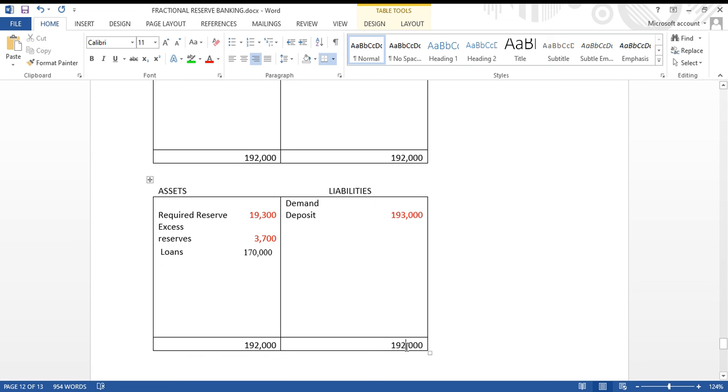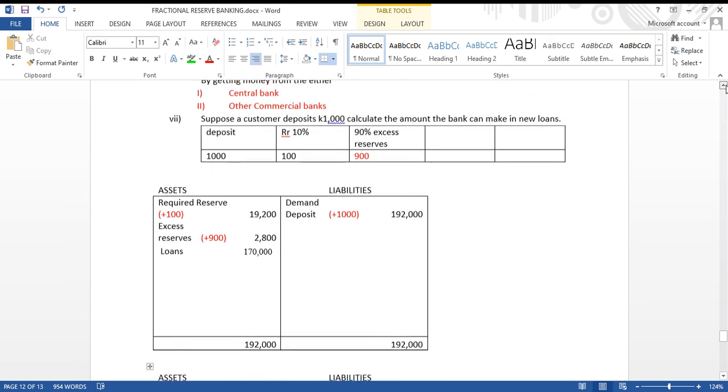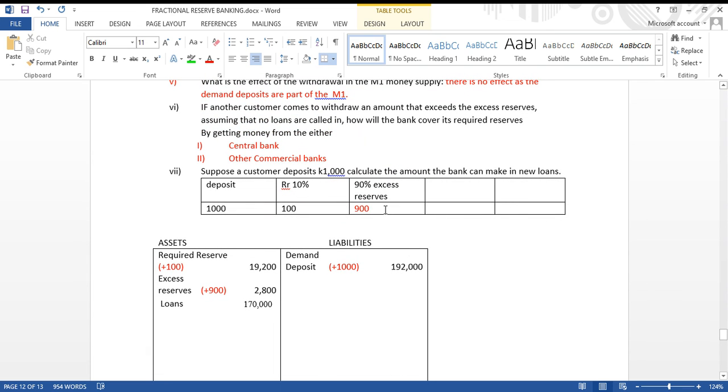So here, 193,000. 27,000 plus 19,300 gives you 23,000 plus 170,000, you get 193,000. So it balances. Then what did the question say? It says how much new loans the bank can make, and it's 900. The new loans are 900.